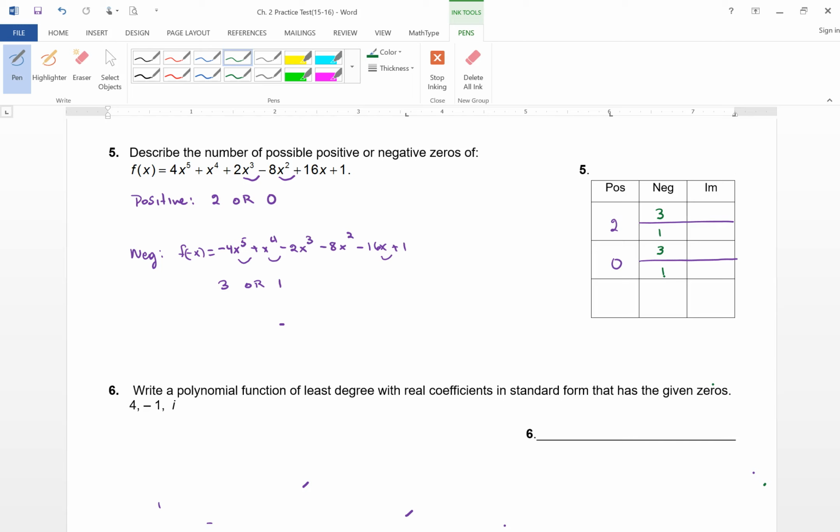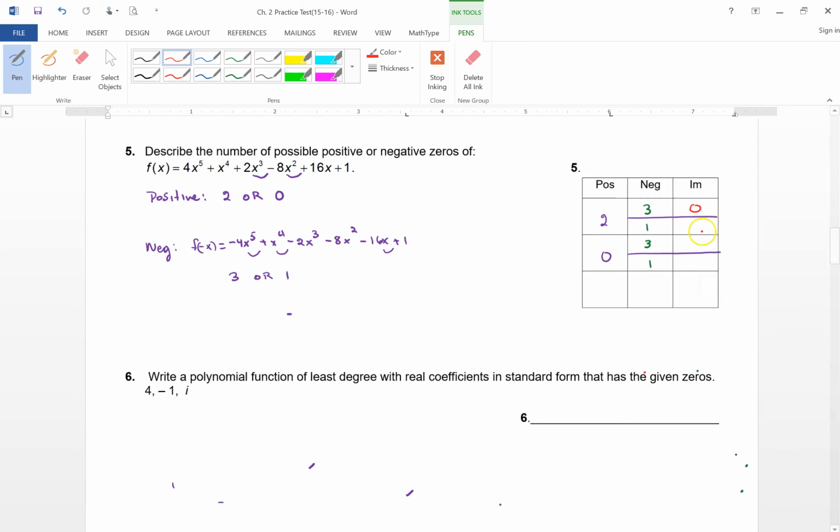All right, so now how many do each row have to add up to? What's the total number of zeros? 5. So they each have to add up to 5. So 2 plus 3 is 5, leaving us with 0 imaginary. Okay? 2 plus 1 is 3, leaving us with 2 imaginary. Because the total has to be 5. 0 plus 3 means we have how many imaginary? Oh yeah, 2. And 0 and 1? 4.